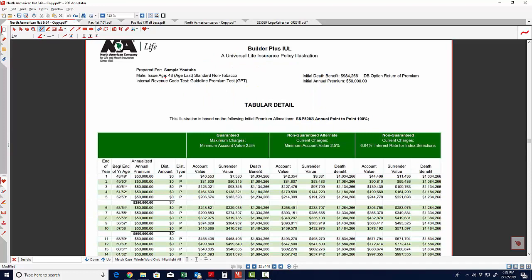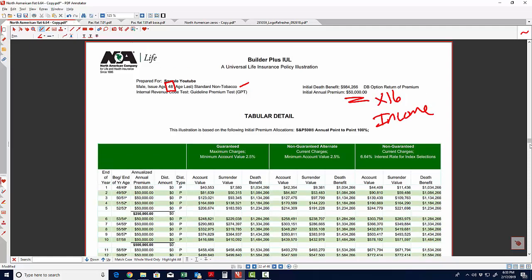We're looking at a policy structured the right way for a 48-year-old male, standard non-tobacco. Now we're putting in $50,000 a year, and we're going to do that for 16 years, and then we're going to use this policy as lifetime income starting at age 65.